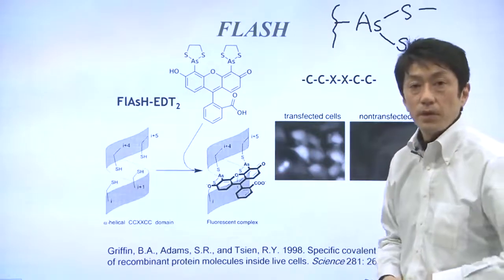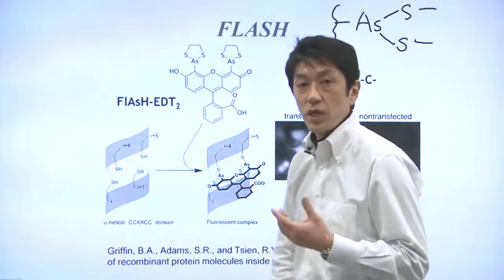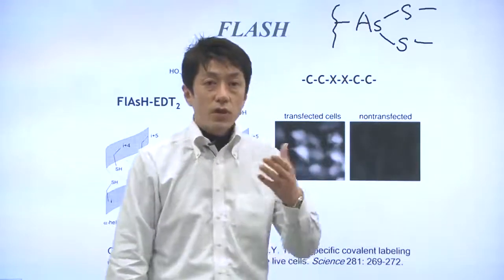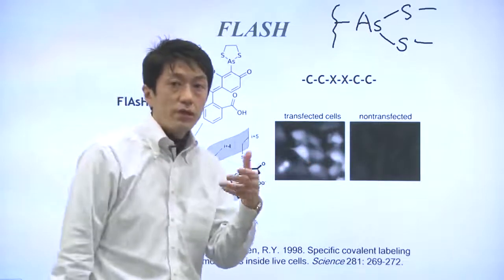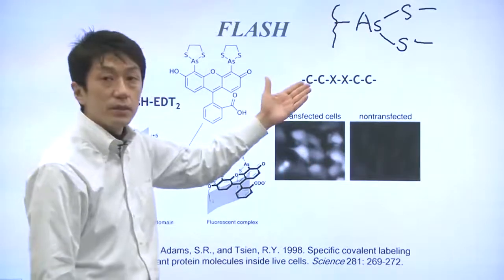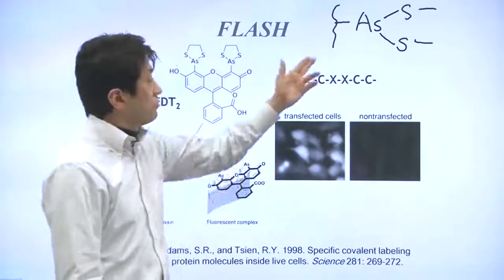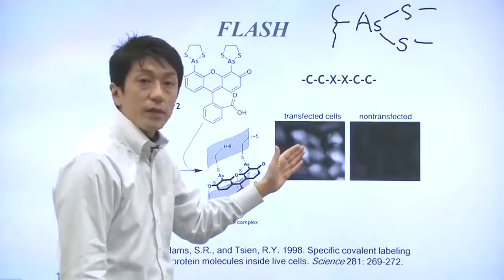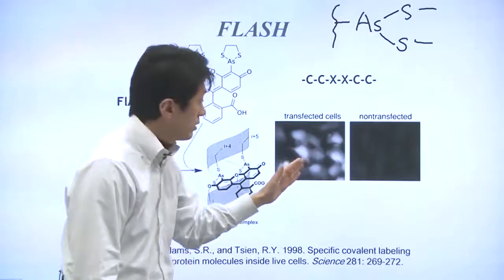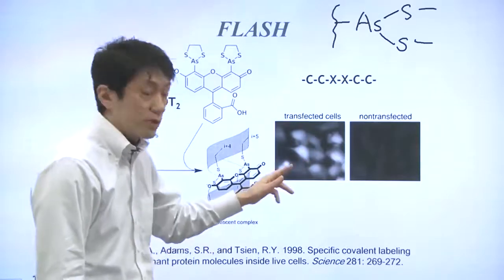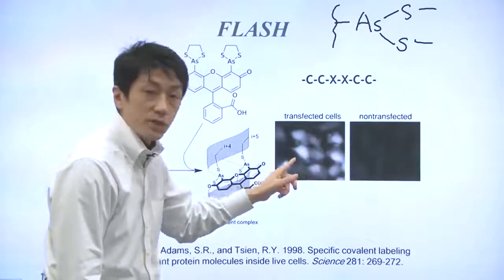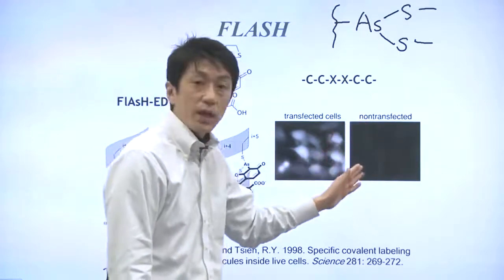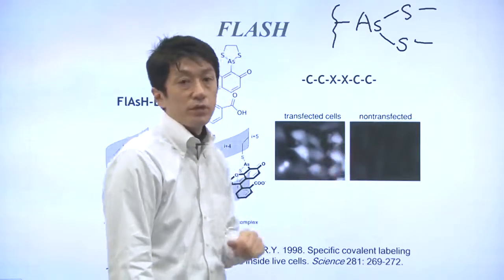This technology permits the specific labeling of proteins with tetracysteine motif in living cells. When you transfect a gene encoding a tetracysteine-containing protein, the FlAsH probe, which is cell permeable, can visualize the protein inside the live cells. Here you can see the fluorescence in the cells, but if you do not transfect such a gene, you don't see any FlAsH-labeled protein.